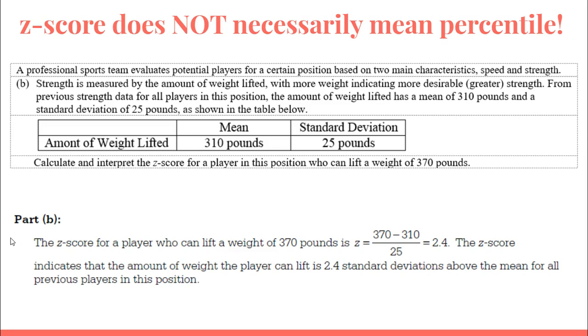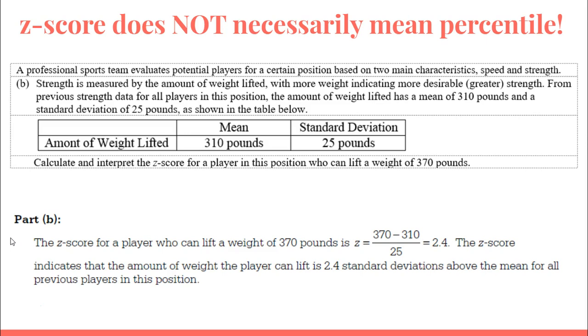Bam, there it is. Calculate and interpret the z-score for a player in this position who can lift a weight of 370 pounds. The z-score for a player who can lift a weight of 370 pounds is z equals statistic minus parameter over standard deviation. So 370 minus 310 over 25, which is 2.4. That is the value of the z-score. The z-score indicates that the amount of weight the player can lift is 2.4 standard deviations above the mean.